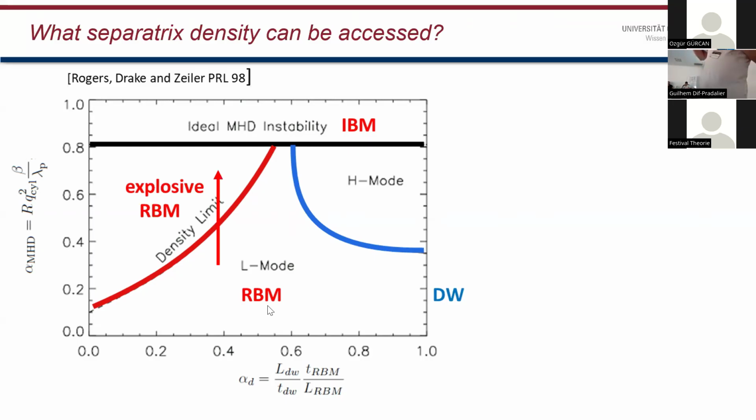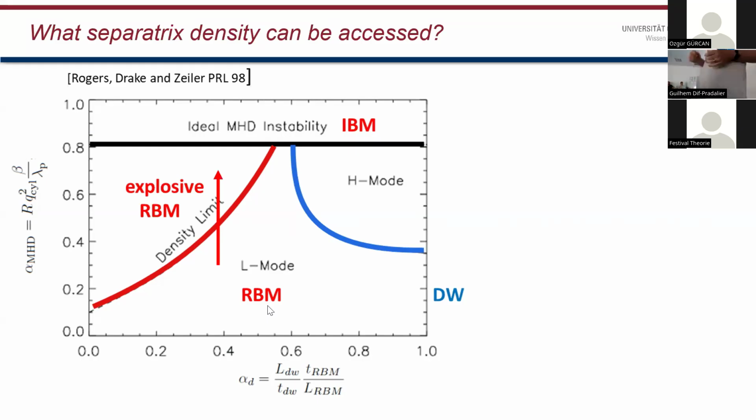But if you go up in alpha MHD and you are at low alpha D parameter, so in the interchange regime, then you get a density limit and everything explodes. And if you are more or less drift wave-like and you get up with your plasma beta, you get electromagnetic, then you get in high confinement mode. This was the idea of this.